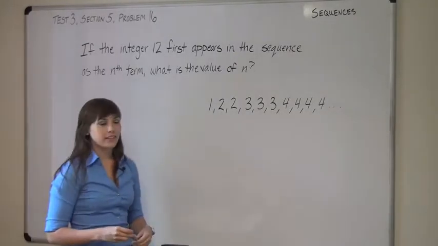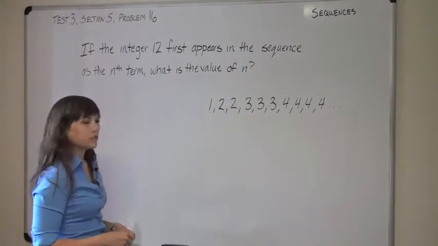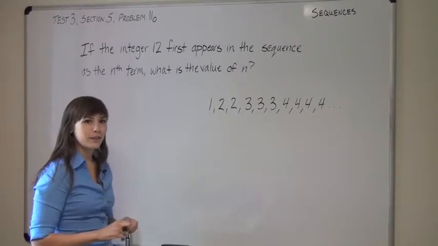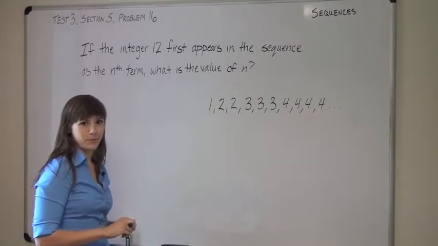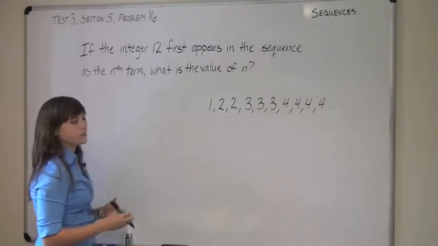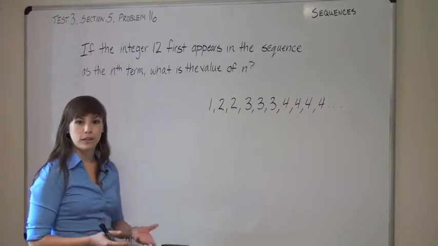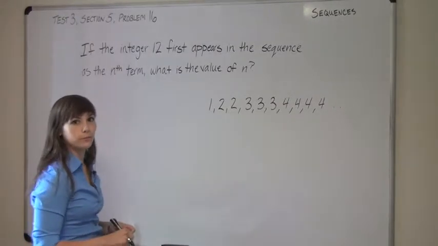Anytime you have a sequence like this, of course you could just continue to write it out all the way until you get to a number 12. But as you might have guessed, there's a better way of doing this problem. What I like is to start with a smaller version of the problem and see if I can't find a pattern that will allow me to solve a larger version of the problem.